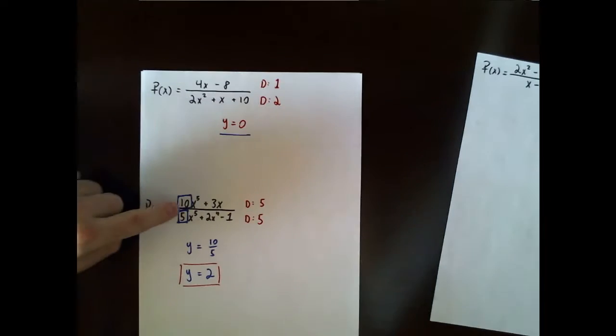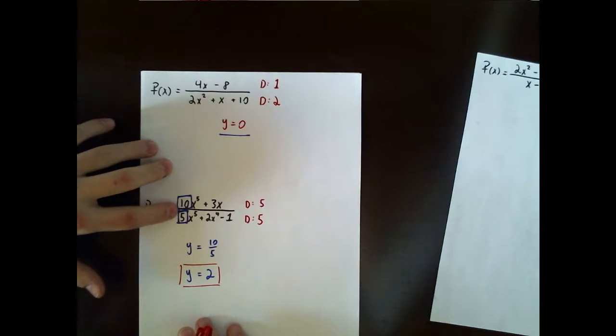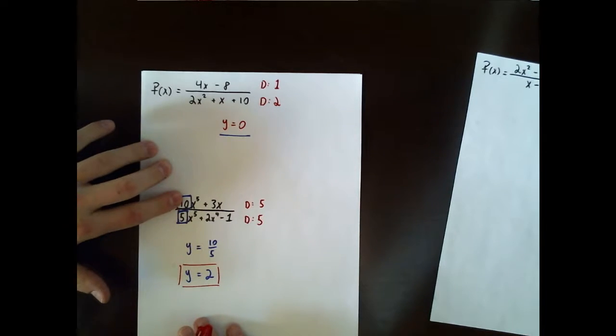So if I look at the degree of my numerator and it is the same as the degree of my denominator, I still have a pretty simple procedure. I just need to take my coefficients on my highest powers of x, divide the two, and then I'm done. So that's my horizontal asymptote for this example.